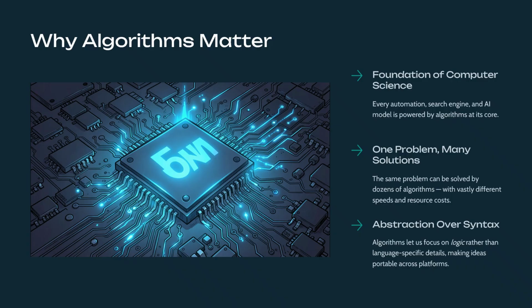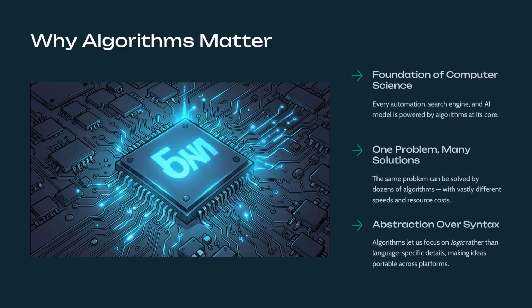Title: Why algorithms matter. Now let us understand why algorithms are so important. Algorithms are considered the foundation of computer science because every software system depends on them. Search engines use sophisticated search algorithms, social media platforms use recommendation algorithms, and artificial intelligence systems rely on learning algorithms. Interestingly, a single problem can often be solved using multiple algorithms.